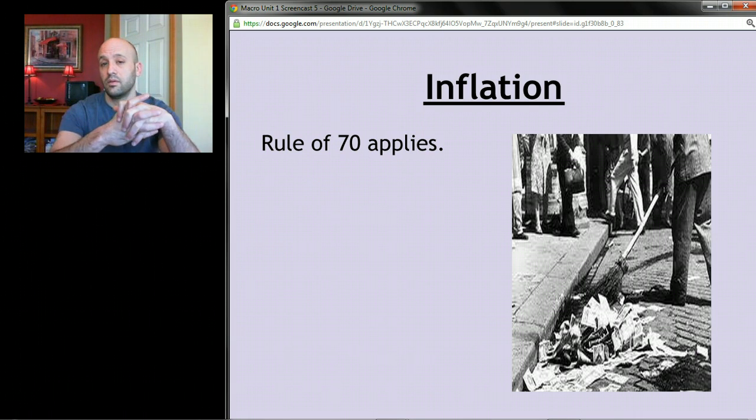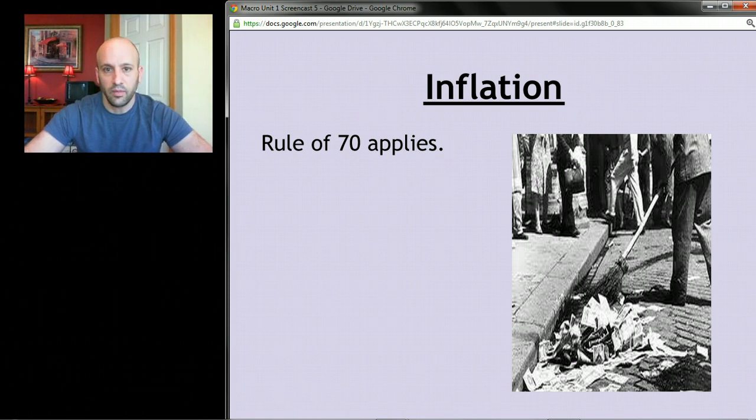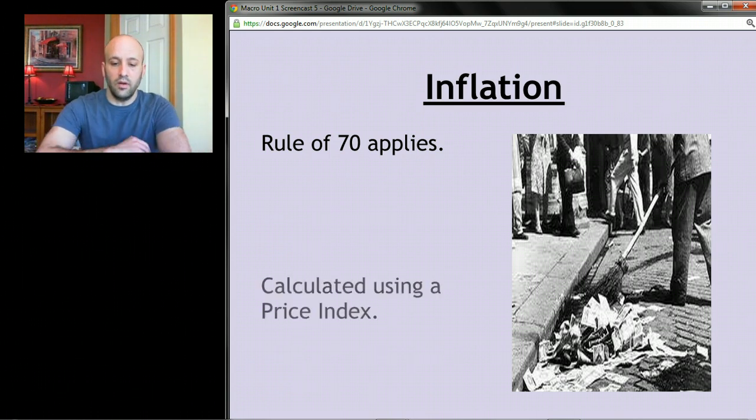14? I don't know. Cornell University didn't really help me out that much. But, you know, it would tell us how many years it took the economy to double. Hold on, I gotta check that now. 70 divided by 5. Thank you, Cornell. 14. Alright, so the rule of 70 applies.